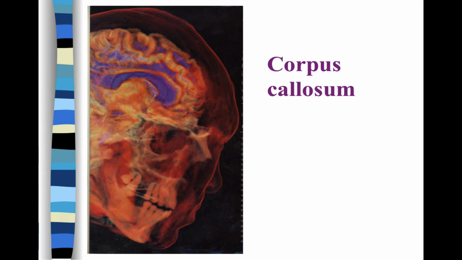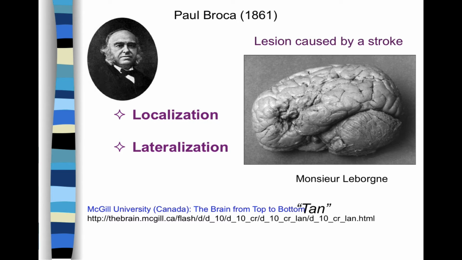So it's a huge fiber bundle that sits underneath the two hemispheres. It sits underneath the left and the right hemispheres, a big fiber bundle, and lets them communicate with one another. Okay.